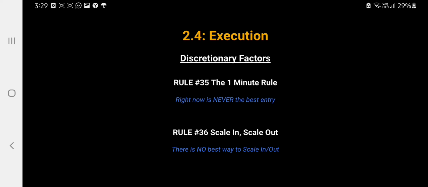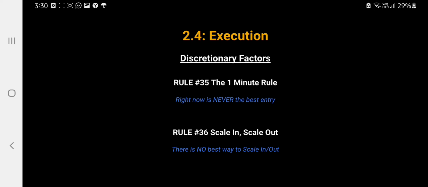Rule 36, scale in, scale out. The most important thing to note on this is that there is no best way to scale in or scale out. So just to quickly cover what scaling is, scaling into a position means not putting on 100% of your position at once. So if you trade 1 BTC, that's your full position size, scaling in would mean you put on 0.5 BTC now, you let price develop for a bit, you put on another 0.5 BTC, then you're fully filled. You'll see me talk about it a lot in HU, where I say entered a quarter, entered a half, entered a third, entered another third, fully filled.